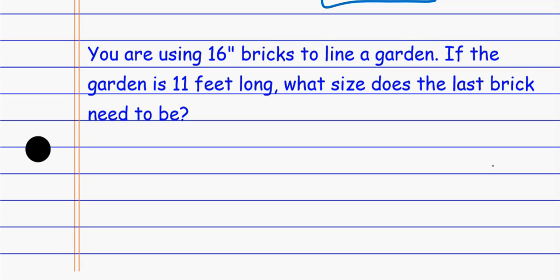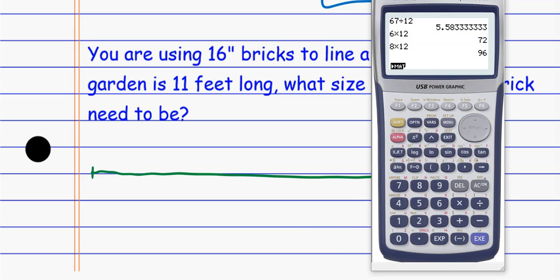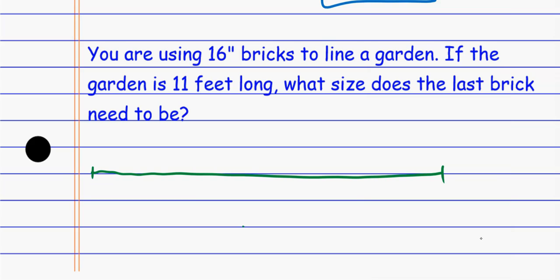First of all, notice I have inches and I have feet. So let's talk about this garden from the perspective of inches instead. Right now I have it as 11 feet. Well, let's think about that in terms of inches. Grab your calculator. 11 times 12. So let's see, that's 132 inches. So right now I'm talking about 132 inches. That's for the whole thing, the entire length of the garden.